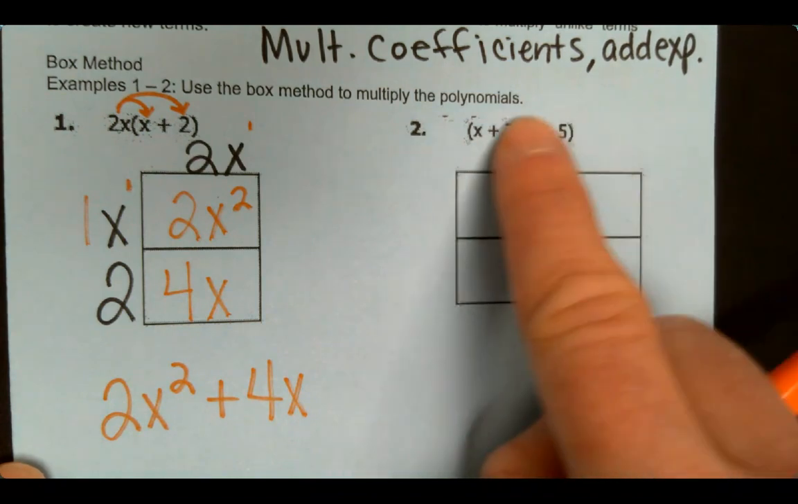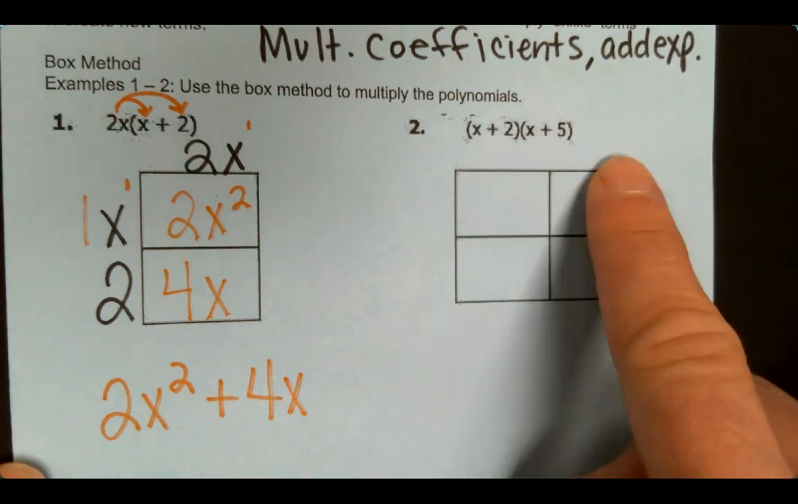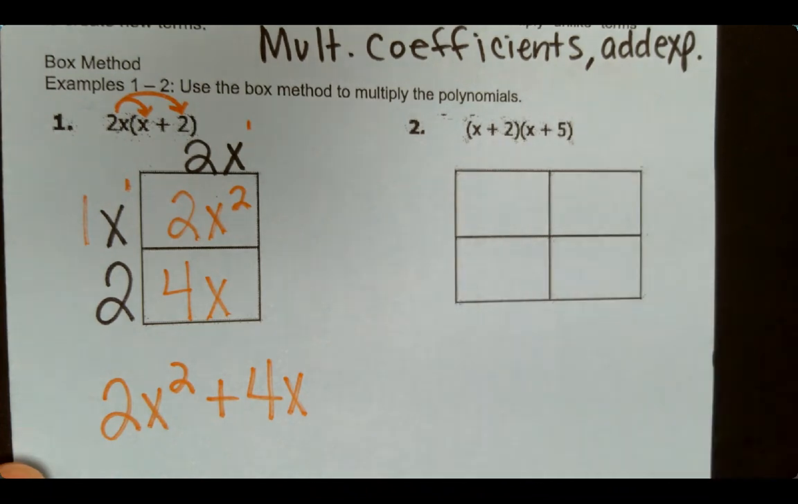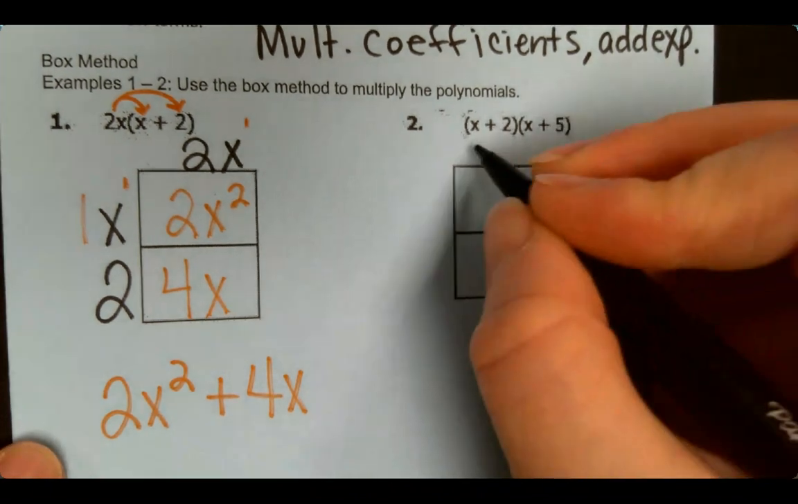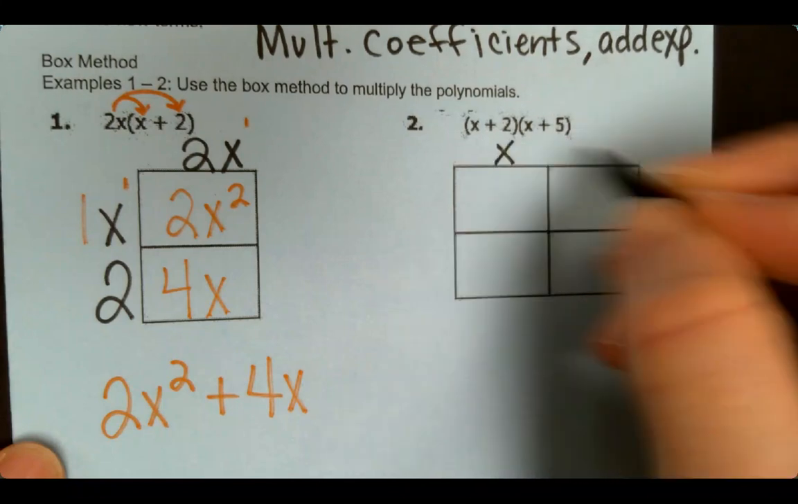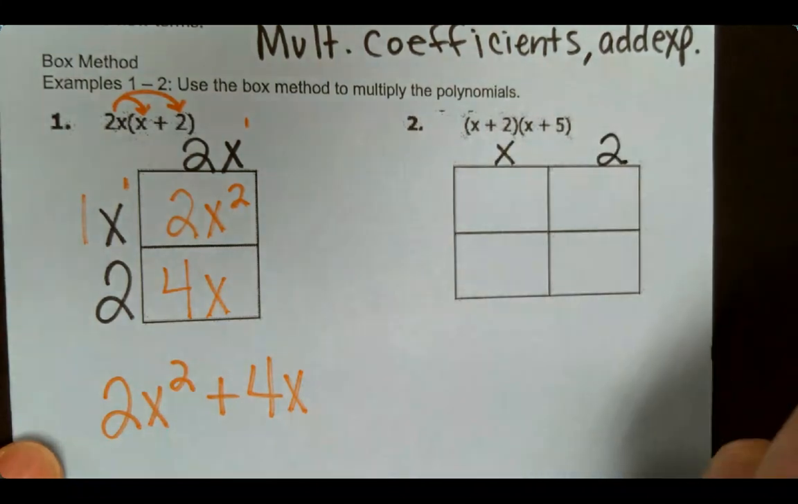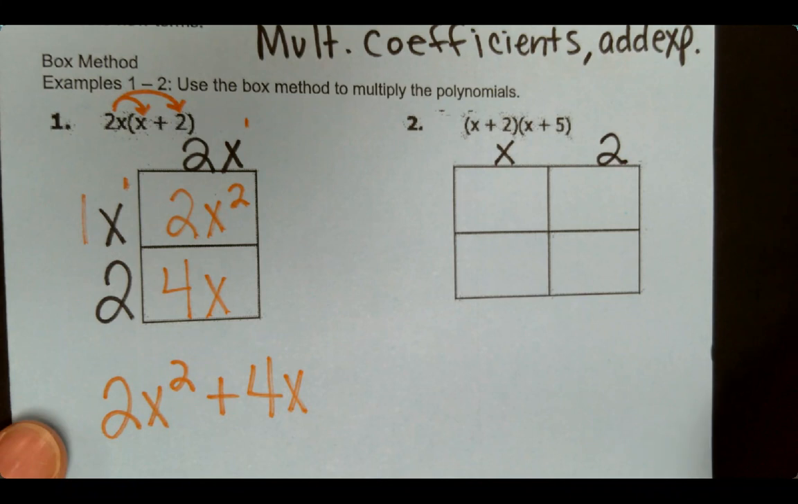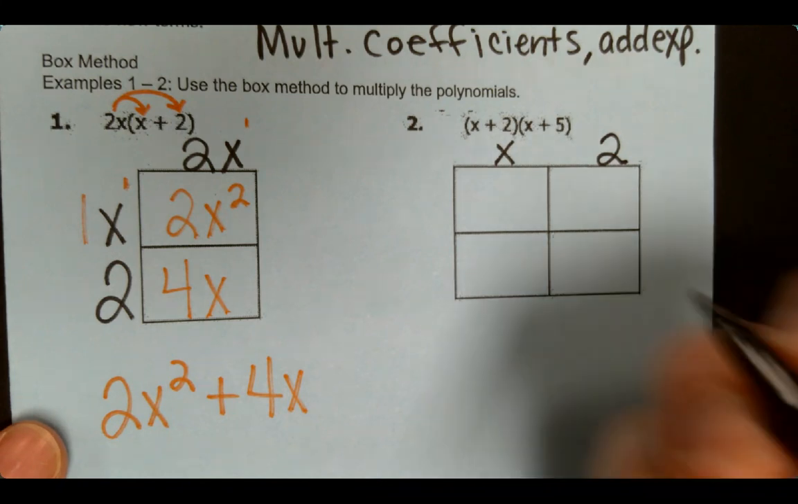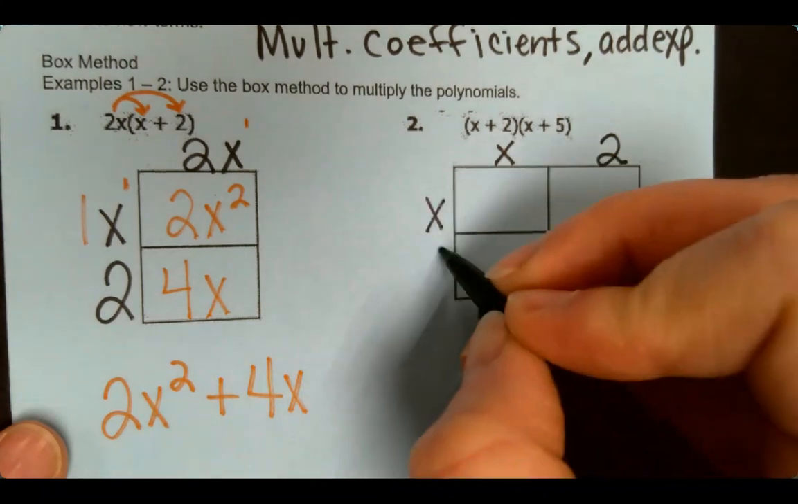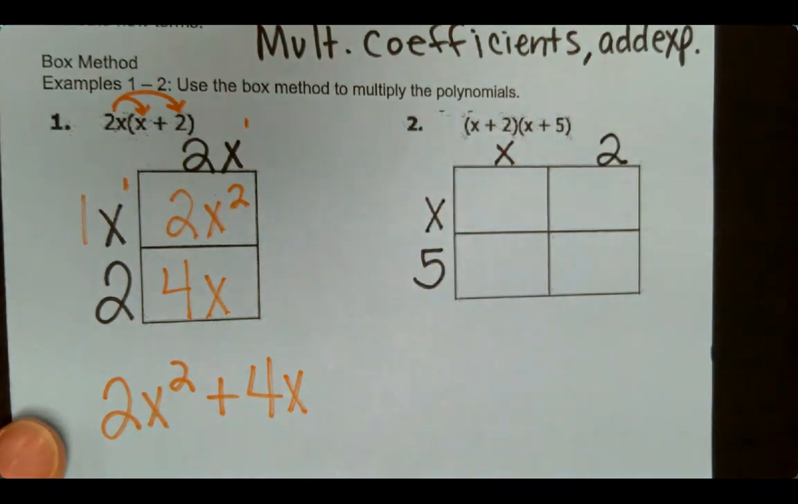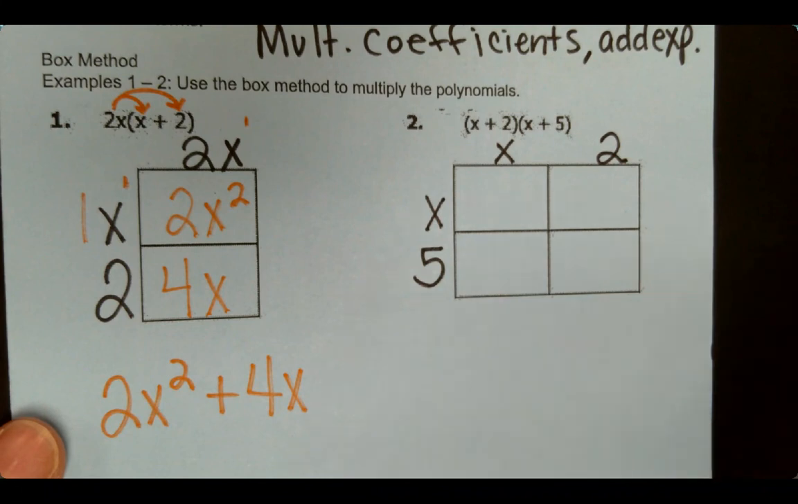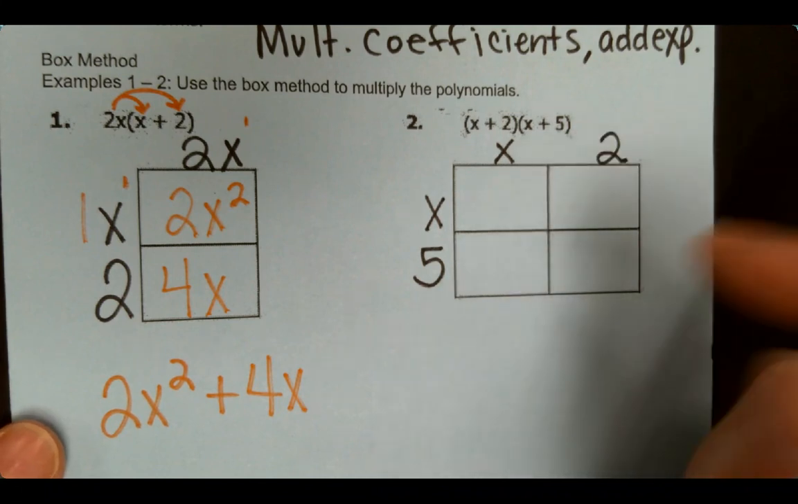So see, now look at our box. It's a 2 column by 2 row. So on top, we're going to put the first one, x plus 2. I'm going to leave the plus off. I only put a minus or a negative if there is one. Otherwise, they're plus. And then x plus 5. So we're going to do the same thing. We're going to multiply a row by a column.